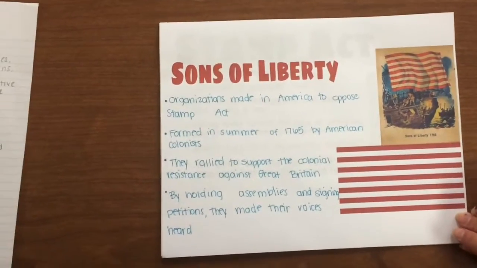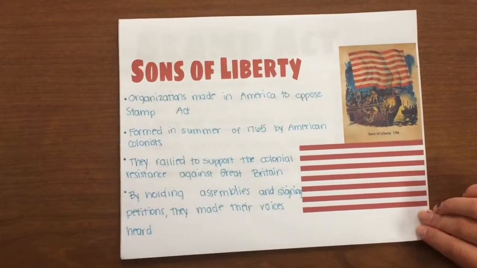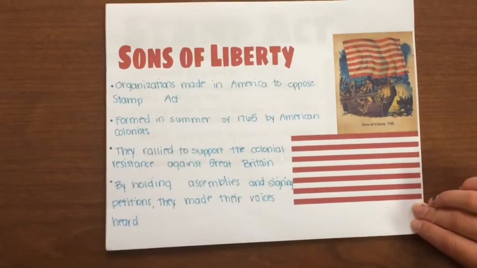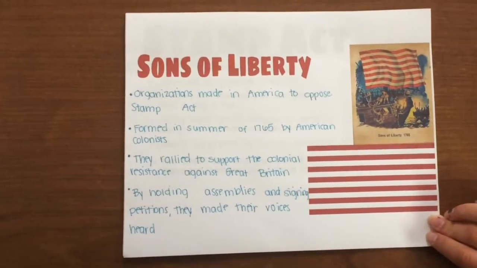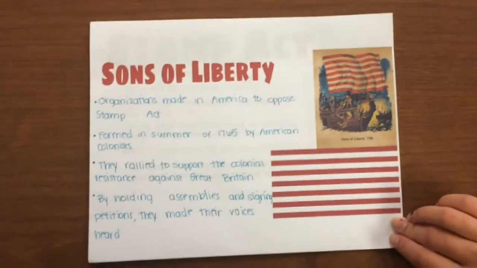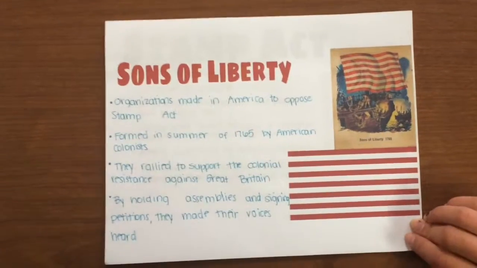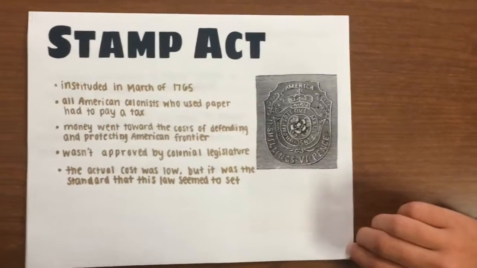The Sons of Liberty. It was an organization made in America to oppose the Stamp Act. They were formed in summer of 1765 by American colonists. They rallied to support the colonial resistance against Great Britain, and by holding assemblies and signing petitions, they made their voices heard.